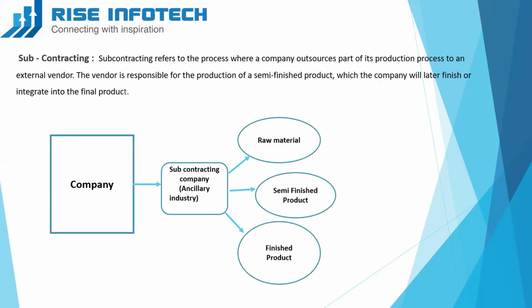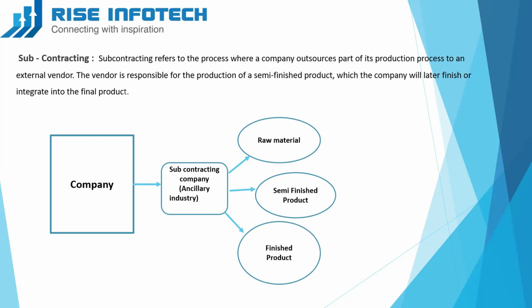So coming to the next topic, subcontracting. Subcontracting refers to the process where a company outsources parts of its production process to an external vendor. The vendor is responsible for production of the semi-finished product, which the company will later finish or integrate into the final products. So first we have the company.